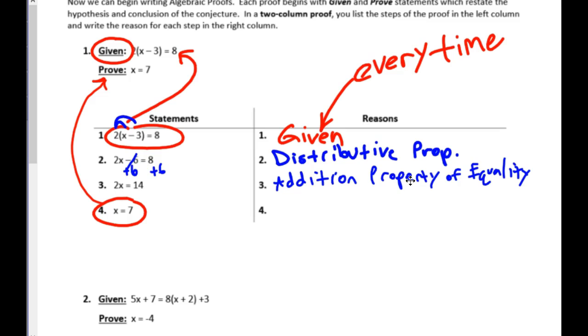Now, last step. How do I get rid of the 2 in front of the x right here? Divide by 2, because it's a coefficient. So when I divide on both sides, I'm going to write division POE. So hopefully you already solved this problem on your warm-up. All you're doing now is making another column with every reason, and that's it. So is this hard or easy?